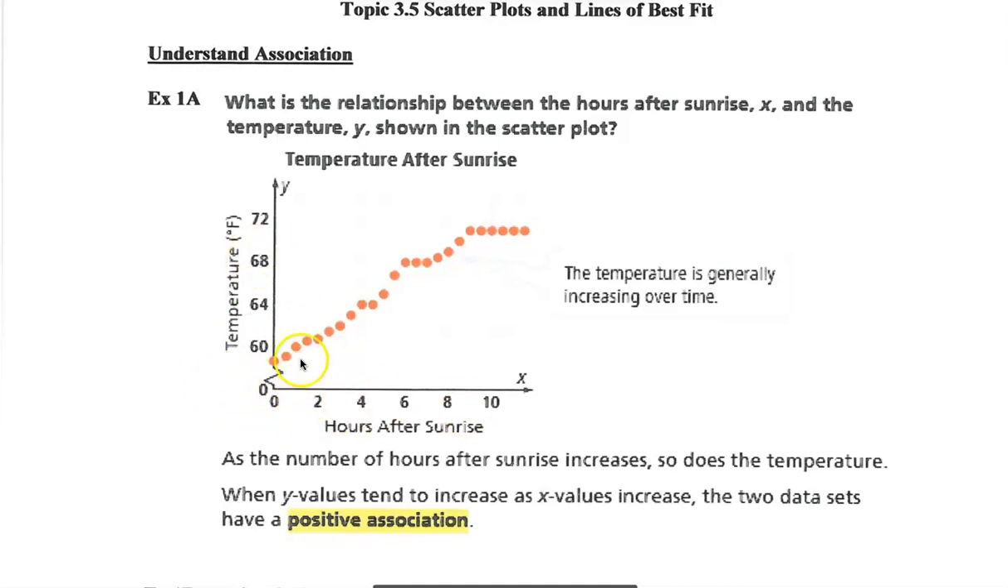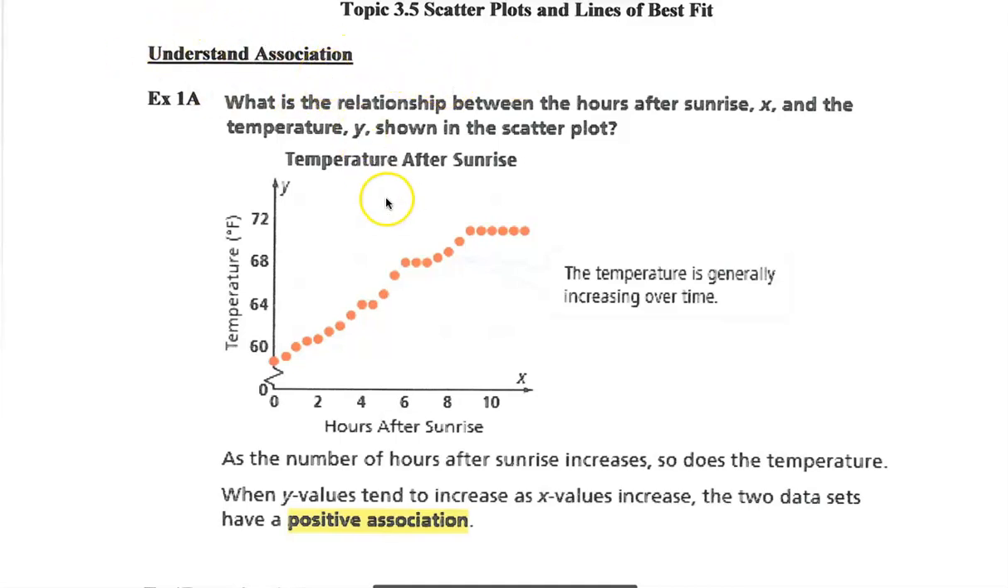Oh, 2 hours after sunrise, it's 62 degrees. 6 hours after sunrise, it's around 68 degrees. So you just plot all your information and you see what it looks like. That's a scatter plot. Just plot your data. And when that happens, we want to understand the association behind it.